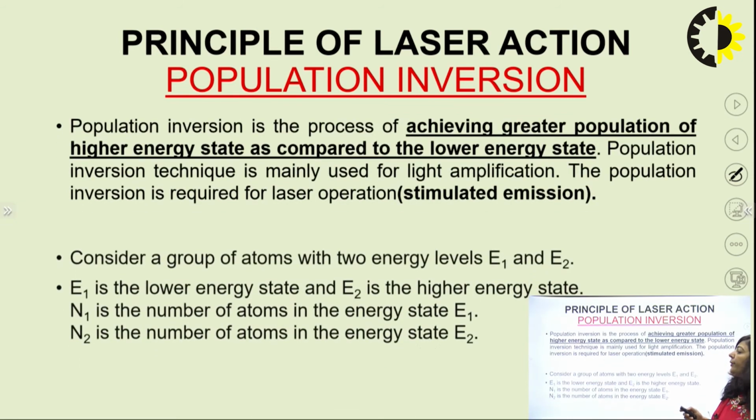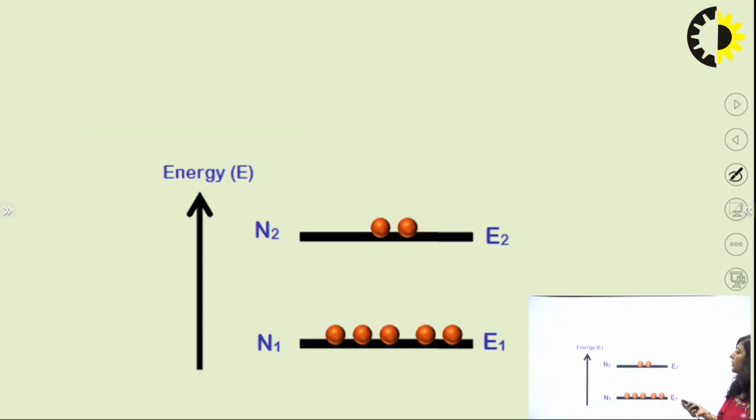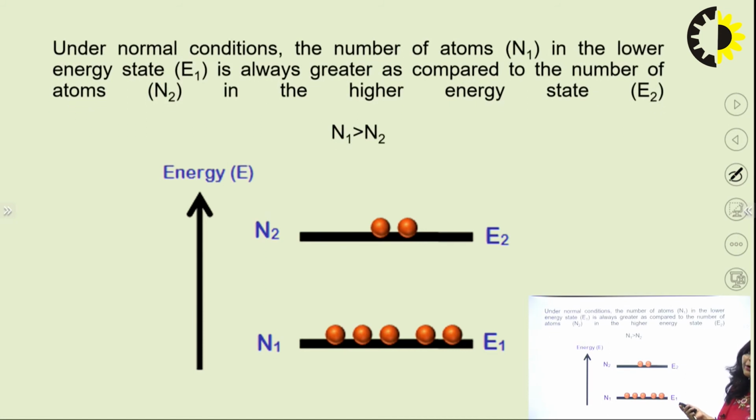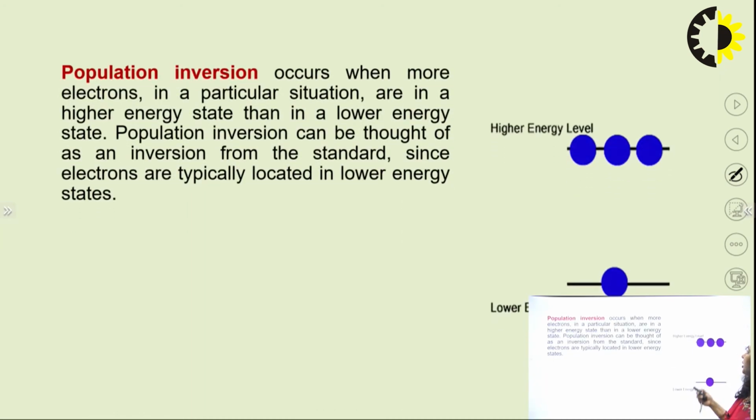In normal condition, if you have two states, 1 and 2, where 1 is the ground state, then 1 is most populated, whereas 2 has a very small population. But in order to get a laser beam, what do you need? You require greater population in the high energy level as compared to the ground state. That is known as the population inversion state.